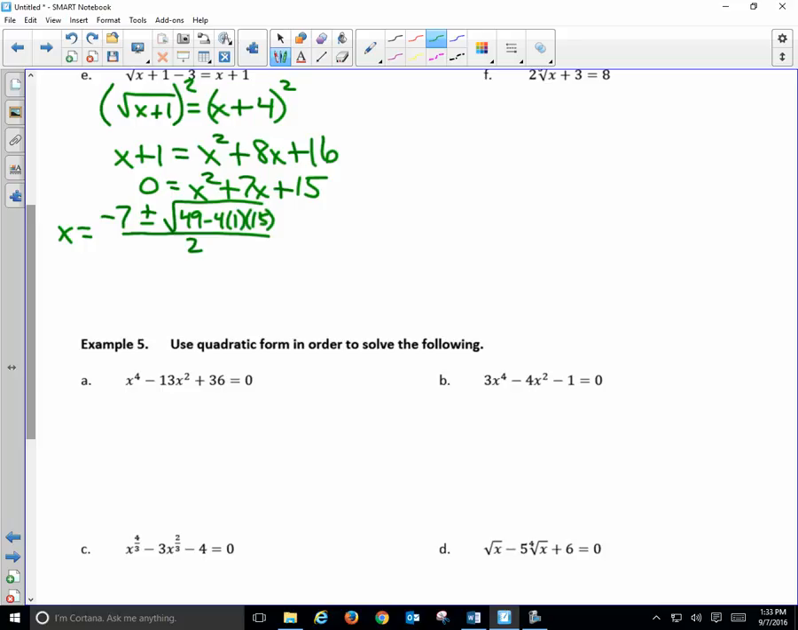Can you take the square root of a negative? You would have to list an imaginary solution. You get x is equal to negative 7 plus or minus the square root of negative 11 all over 2. And if you remember, the square root of negative 11 reduces to the square root of negative 1 times the root of 11. Or negative 7 plus or minus i root 11 all over 2.